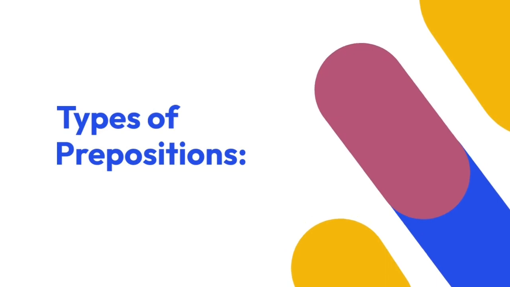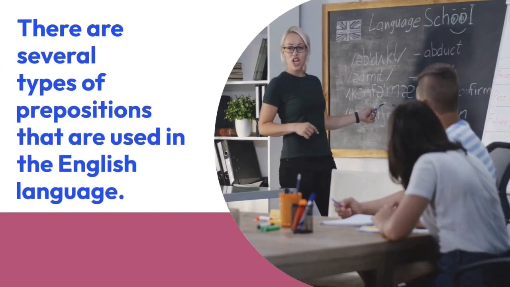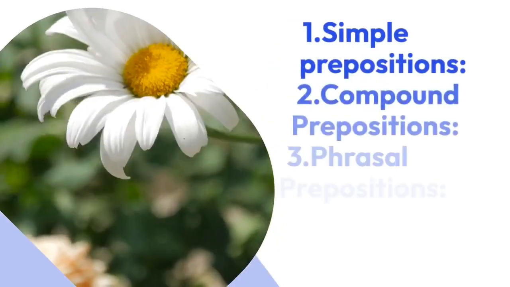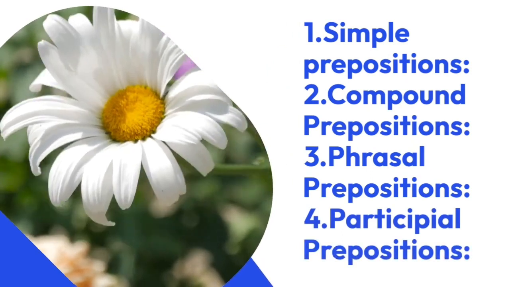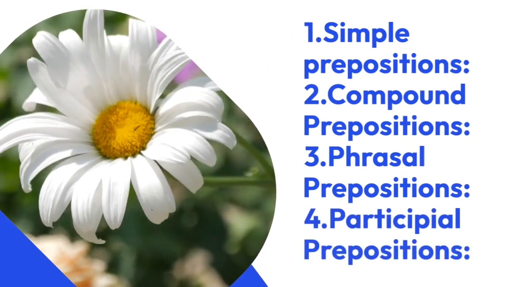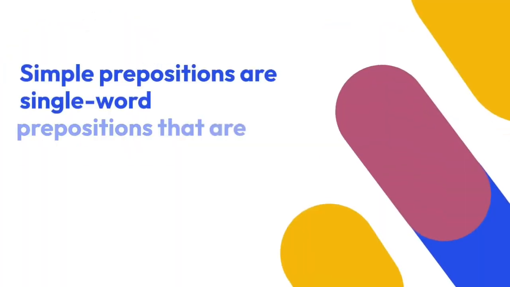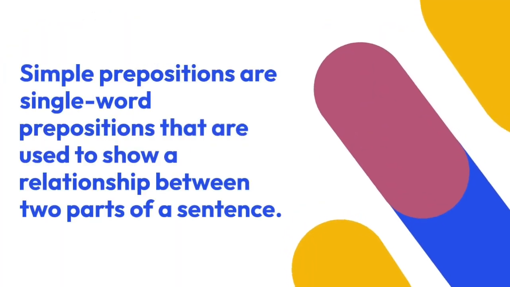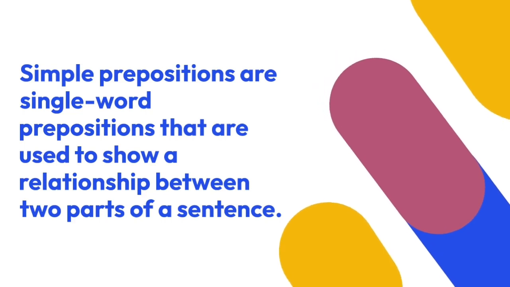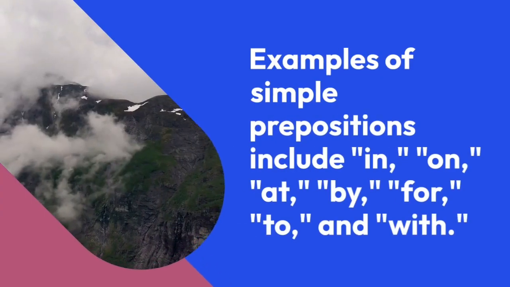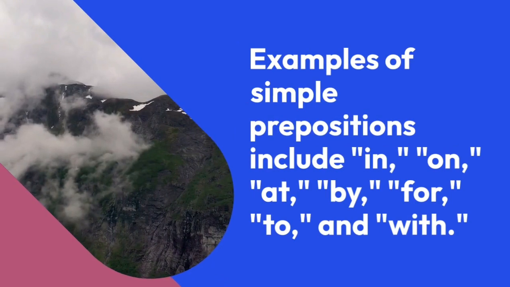Types of prepositions. There are several types of prepositions that are used in the English language. 1. Simple prepositions. 2. Compound prepositions. 3. Phrasal prepositions. 4. Participial prepositions. Simple prepositions are single-word prepositions that are used to show a relationship between two parts of a sentence. Examples of simple prepositions include in, on, at, by, for, to, and with.